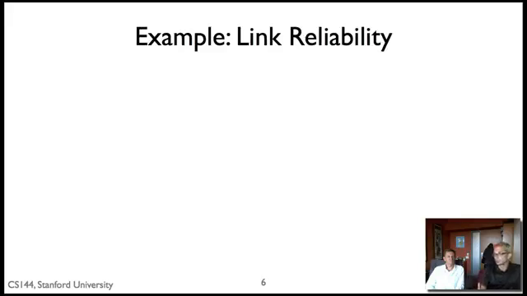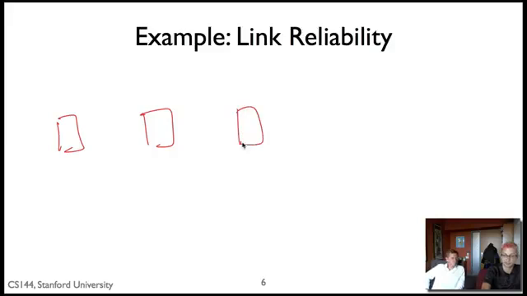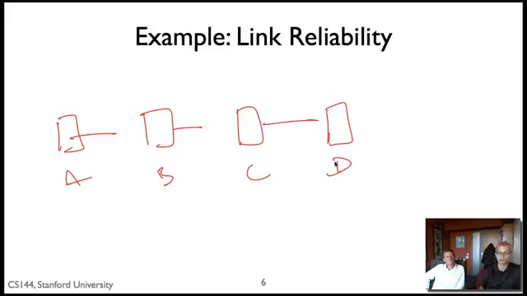And so another example of this, and this relates to the Multics example, is link reliability. So if I have a set of nodes, say along a route, and so here I have 4 nodes, A, B, C, and D, and I want to ensure perfect reliability from A to D. One question you can ask is whether every packet which A sends will arrive at D.